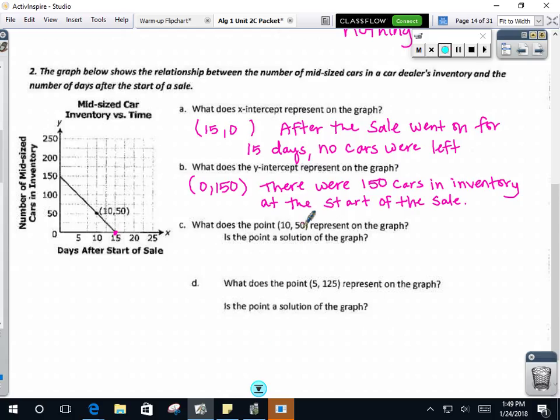Okay, what does the point 10, 50 represent, and is that point a solution? It is a solution because it's on the line. They even plotted it for you. And what does it mean? Correct. After 10 days of the sale going on, 50 cars were left. So 100 had been sold. So after 10 days, 50 cars remained.